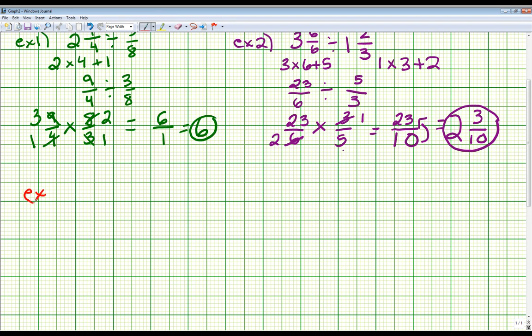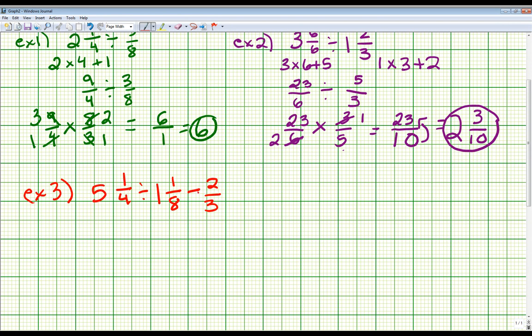All right, example 3 is going to be using the order of operations. So we have multiple things happening. So it says evaluate 5 and 1/4 divided by 1 and 1/8, subtract 2/3. So first we'll get it written out. We have 5 and 1/4 divided by 1 and 1/8, subtract 2/3.